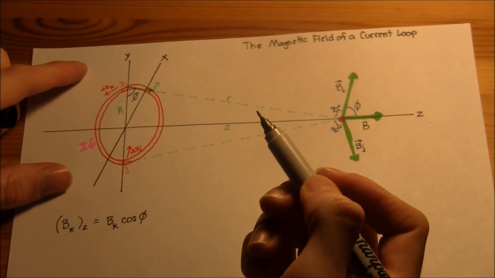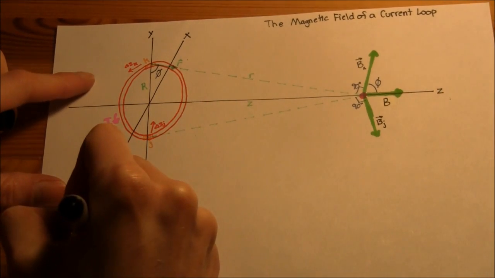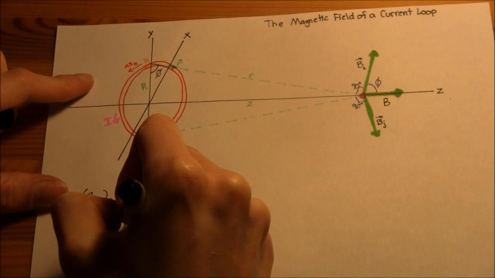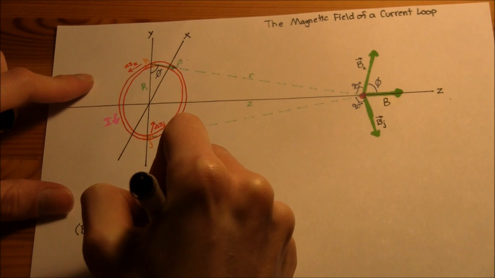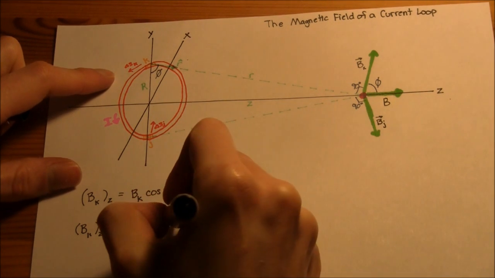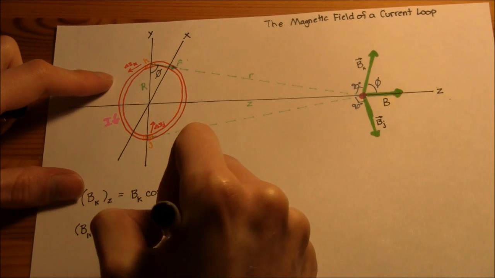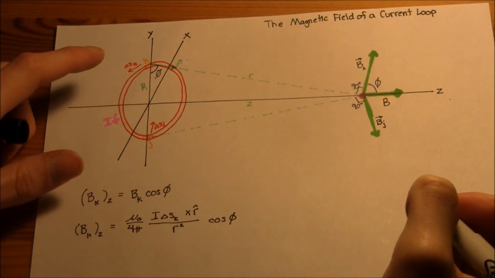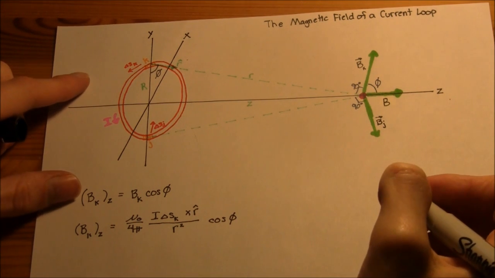So using the Biot-Savart law again, which states mu naught over 4 pi times I delta S, and in this instance we're going to be looking at segment K, so delta S_K, cross product R hat, over R squared, then multiplied by cosine phi in order to just get the z component. So now we can start substituting some terms.